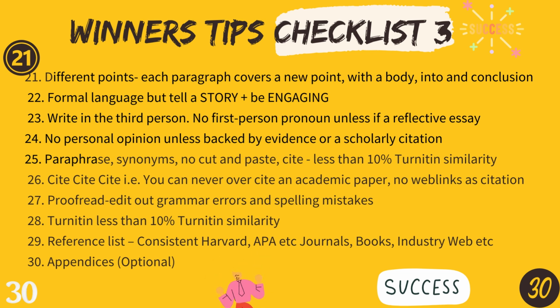Use formal language, tell the story, be engaging, don't make it boring. Number 23, write in the third person, no first person pronoun, except, remember, if it's a reflective essay. Number 24, no personal opinions unless backed by evidence or scholarly citation. Remember, your opinions are great, but they're not academic opinions.